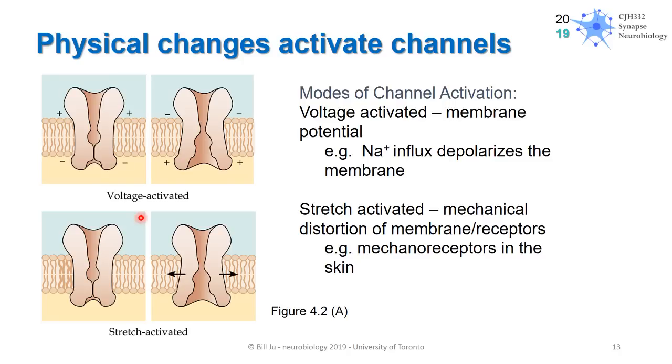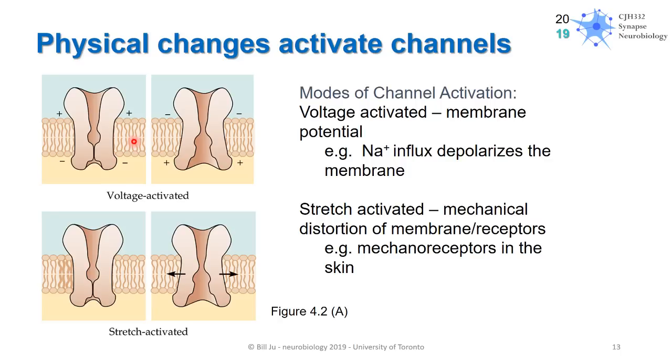And this switch in the membrane potential, the difference across the membrane, will allow a physical change to occur within the channel. That gate opens, and this is now accessible to the ion that will flow down its concentration gradient. Okay, so this is an example of a physical change.